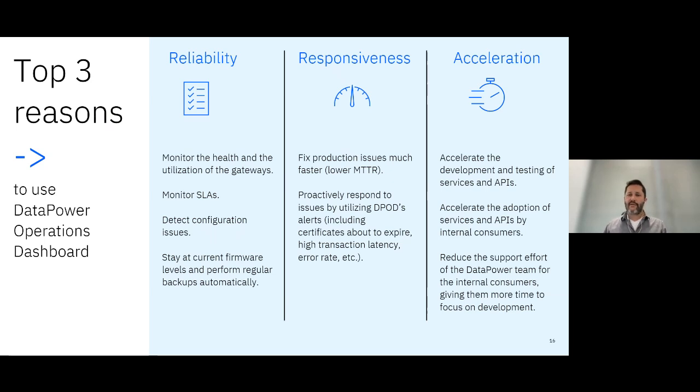You know that you have a latency issue or an error issue, and you can react. And you accelerate both the development and testing of APIs, like we saw, where consumers can understand what went wrong and fix their own requests. You accelerate the adoption of services and APIs for internal consumers, as well as the support effort for your DataPower team, for the rest of the organization. When you have DPOD, you have many users of DPOD, and they can investigate on their own.